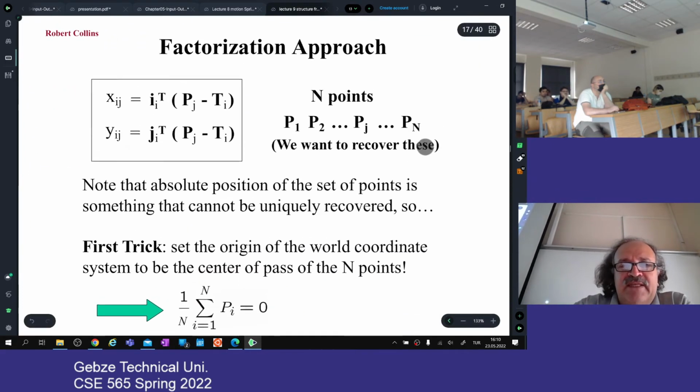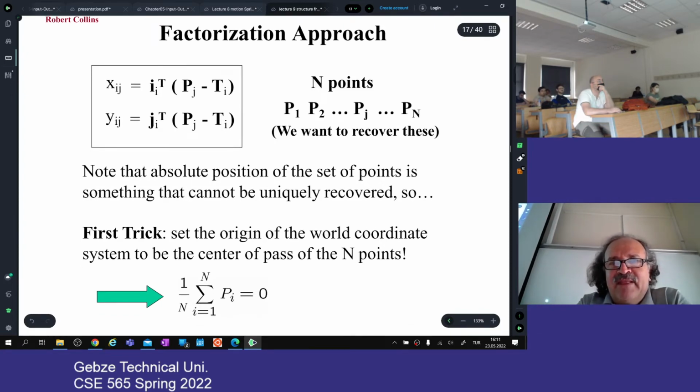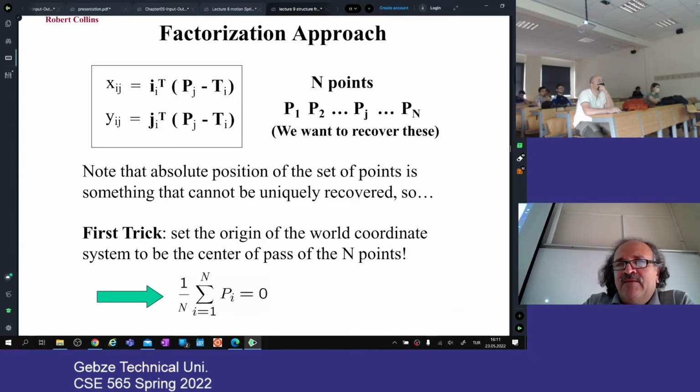Okay, so we know these. So almost 1 billion x's and 1 billion y's. We would like to recover these, and we would like to recover the i's and t's. So let's use some tricks.